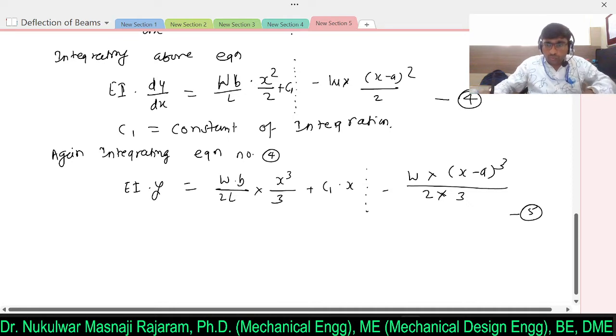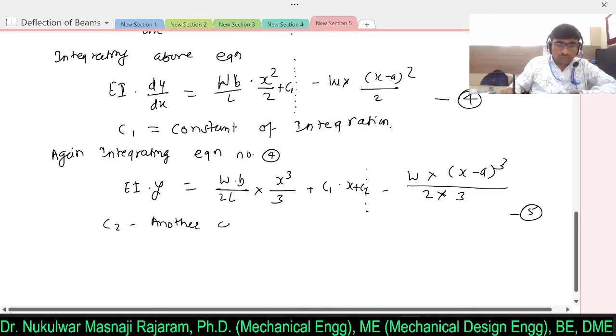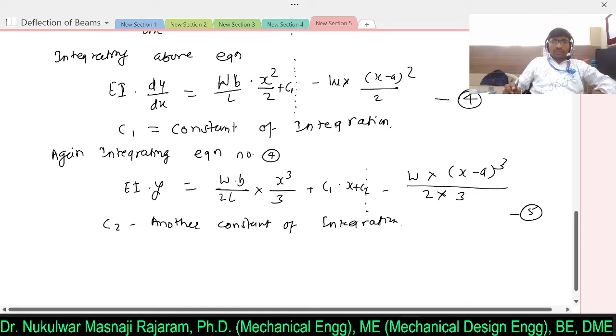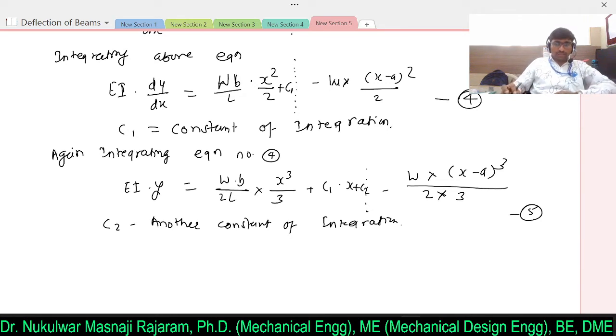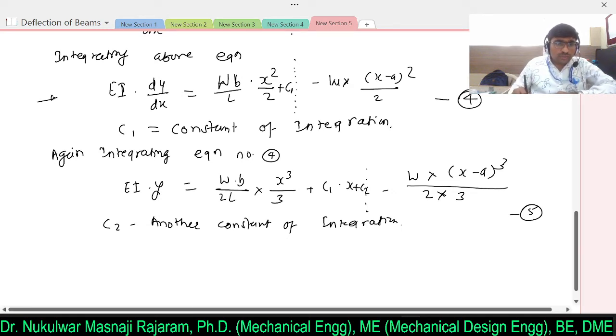So is it the final equation? No, we need to write the constant of integration, that is c2. Clear? So this c2 is nothing but another constant of integration. Now here we have considered x minus a square as one quantity. Clear? So its integration we have taken as x minus a cube divided by 2. This is the type of integration which will justify the constant of integration. Clear? Now we have this slope equation. Clear? So dy by dx is slope.